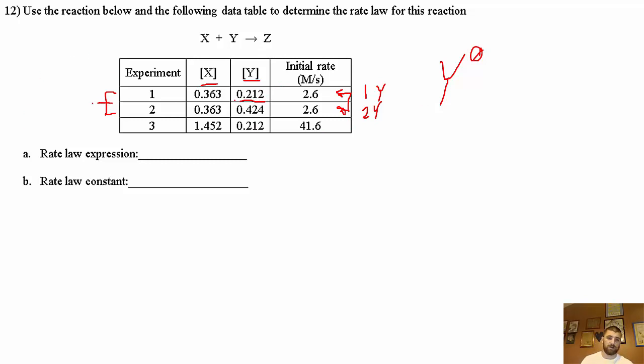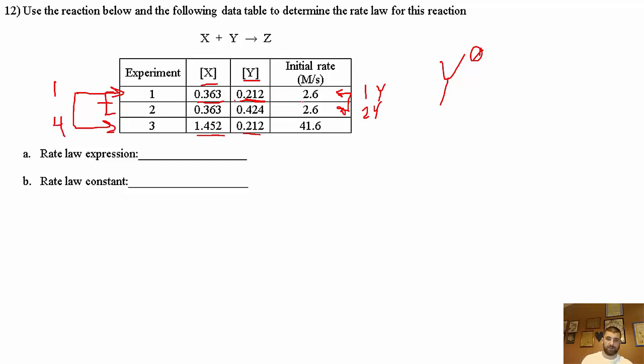All right? Oh no, no eraser. So that would be experiments 1 and 3. Right? If we take a look at 1 and 3, y stays the same, but x changes. So here we quadruple x. It goes from 0.363 to 1.452. So we go from 1 to 4.